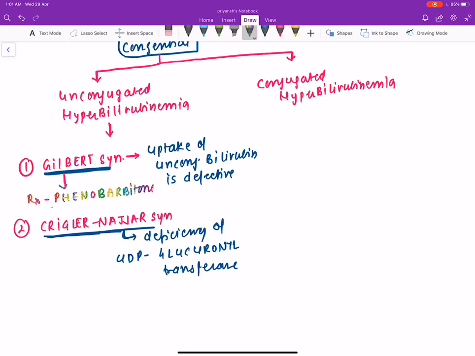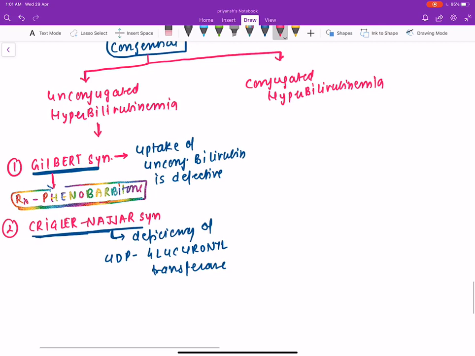So this unconjugated hyperbilirubinemia, Gilbert syndrome, because it is responsive to phenobarbital, is phenobarbital responsive unconjugated hyperbilirubinemia, whereas Crigler-Najjar does not respond very well to phenobarbital. Gilbert will completely resolve with phenobarbital, but Crigler-Najjar will not. So this is how we can differentiate. You just give a trial of phenobarbital because it is going to help in both conditions, but Gilbert will completely resolve. So when you are having congenital unconjugated hyperbilirubinemia, you use phenobarbital. If it is completely resolved, it is Gilbert. If it is only partially resolved, it will be called Crigler-Najjar syndrome.